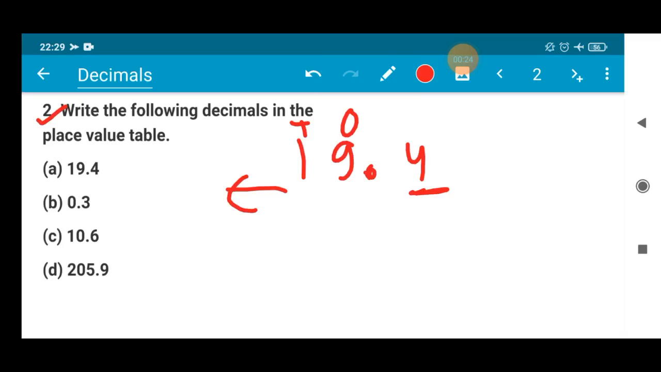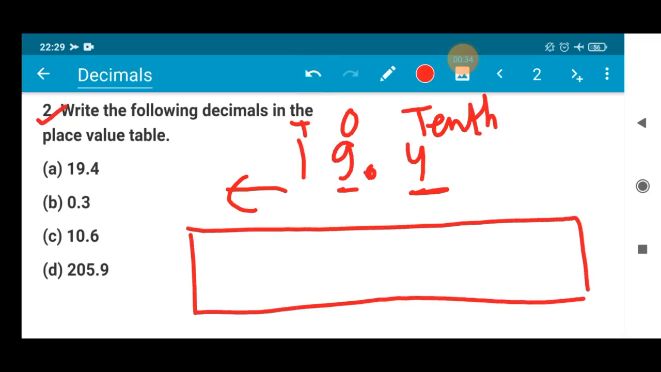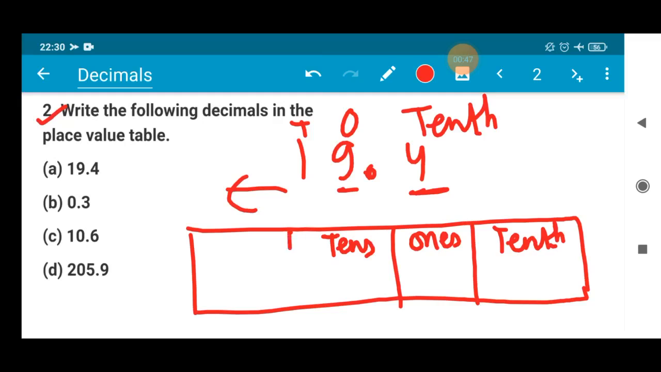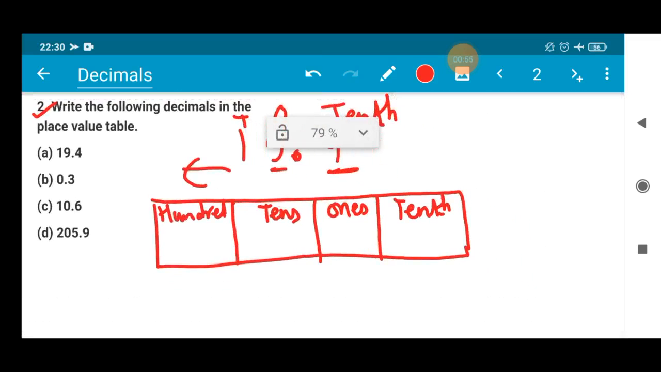That is, what is the place value of 4? It is tenth. After the decimal it is tenth. Now let us make the table as they have asked us to. So we will be writing tenth, then it is ones here, then it is tens. You may write the 100 place value also there. If you have the number, you can fill that. Okay, so I'll be using this table for every number here. So for 19.4, I'm doing this number A.